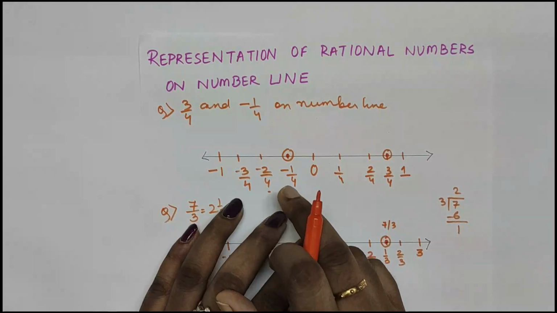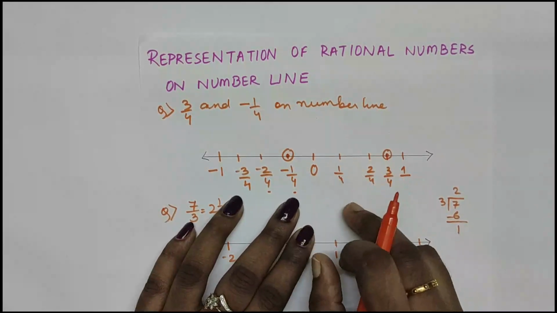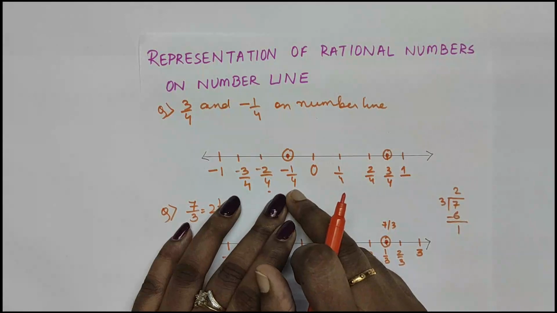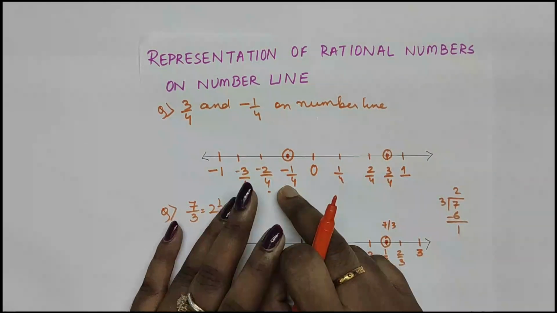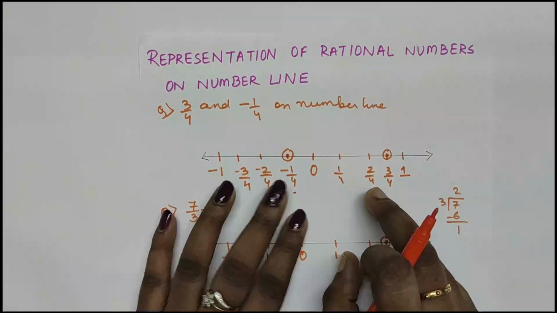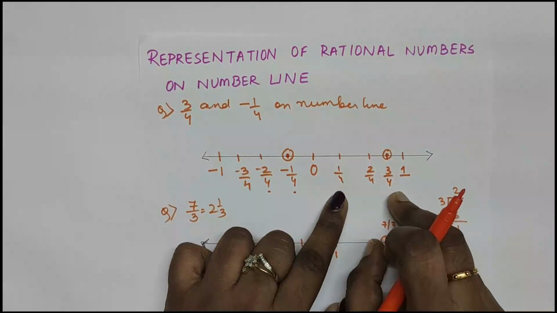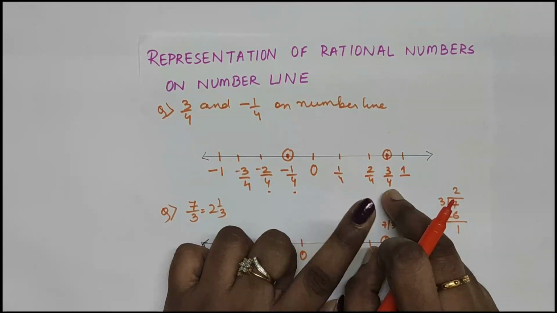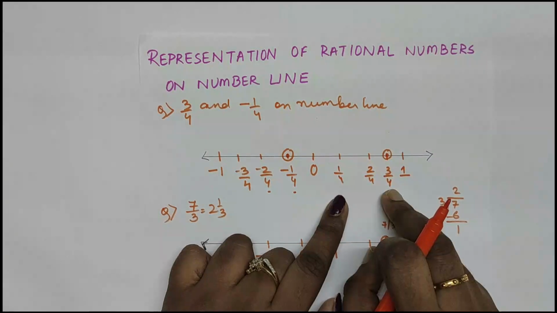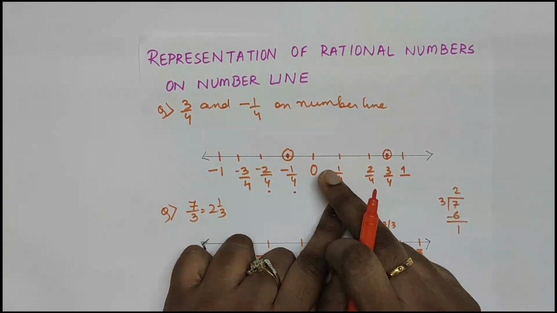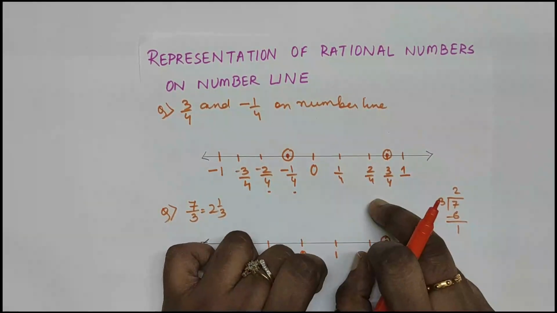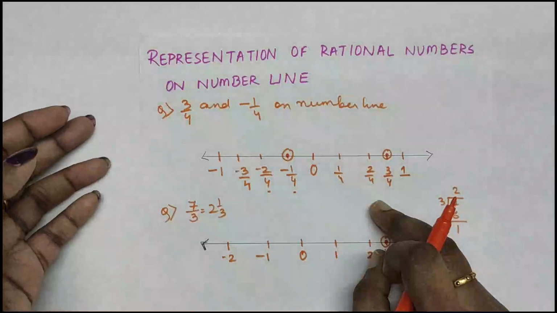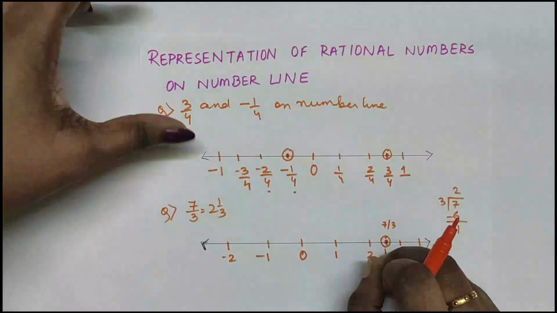Because this is on the left, comparing minus 1 by 4 and 1 by 4, I can say that minus 1 by 4 is less because it is towards the left of 1 by 4. And if I compare two positive rational numbers, 1 by 4 and 3 by 4, as 1 by 4 is on the left side, I can say that 1 by 4 is smaller than 3 by 4. Now after understanding that, I'll take a little more complex question.